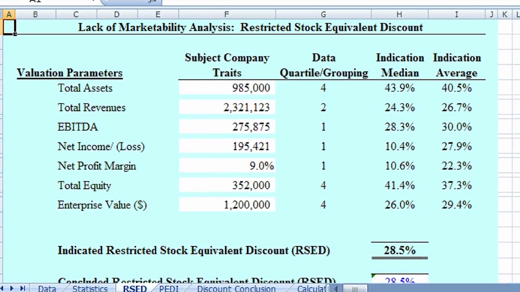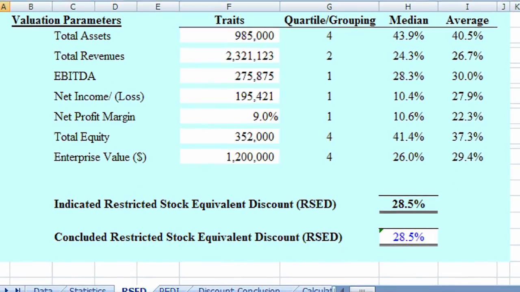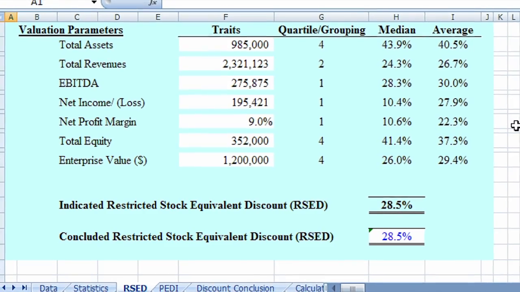We've done a number of other analyses of the subject company we're looking at. We've typed in the characteristics of the company, for instance, total revenues $2.3 million, total assets $985,000, EBITDA $275,000, and so on. And what we get are indications out here to the right of the median and average discounts for those subgroups within the Pluris DLOM database. And then we take an average of those, and we get the 28.5%. As you saw before, that's very comparable to the indications that we got from the raw search for oil and gas companies. So again, we're within that same frame.